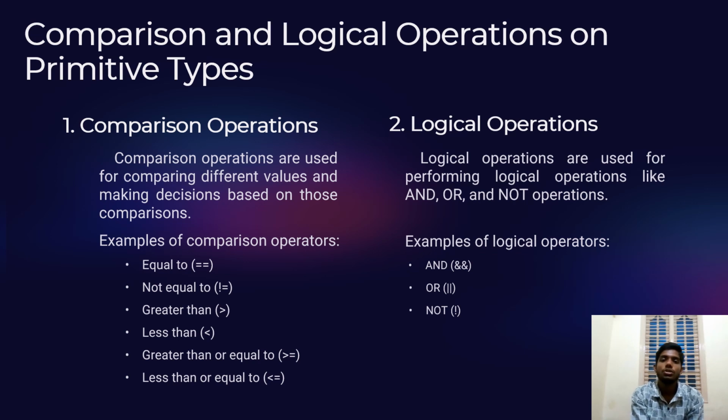Comparison and logical operations on primitive types. The comparison operators. Comparison operators are used for comparing different values and making decisions based on those comparisons. Examples of comparison operators are equal to, not equal to, greater than, less than, greater than or equal to, and less than or equal to. Logical operators. The logical operators are used for performing logical operations like AND, OR, and NOT operations. Examples of logical operators are AND, OR, NOT.